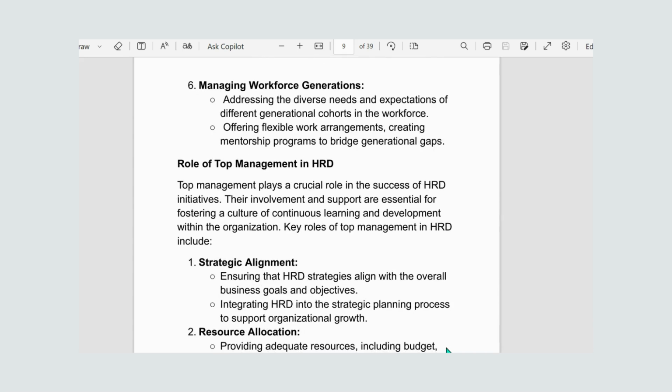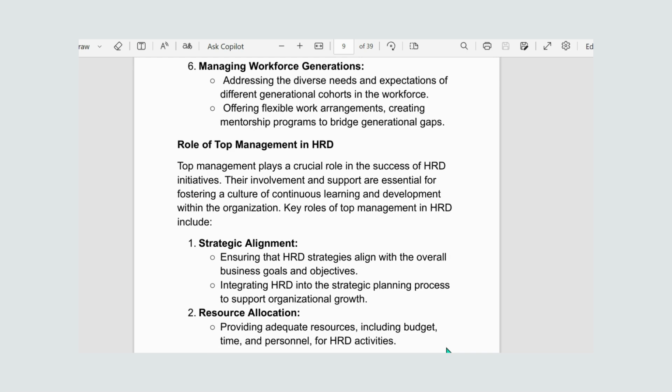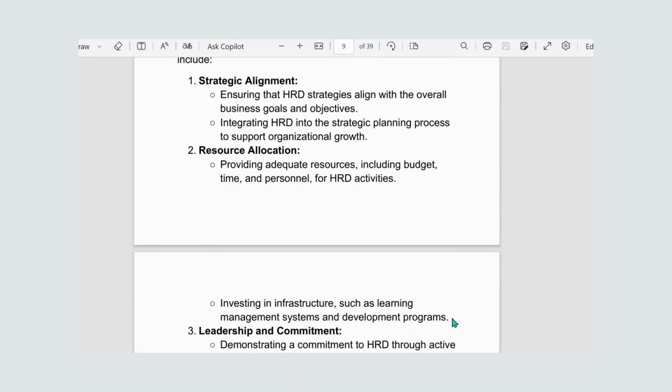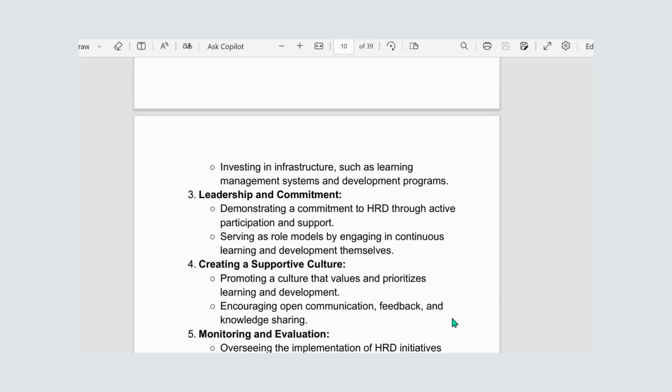Top management plays a very crucial role in the success of HRD initiatives. The key roles of top management are, first, strategic alignment: they ensure that HRD strategies align with the overall business goals and objectives. They also help in resource allocation, providing adequate resources, which include budget, time, and personnel for HRD activities. And then, they help in leadership and commitment by demonstrating through active participation and support. They also create a supportive culture by promoting a culture that values and prioritizes learning and development.